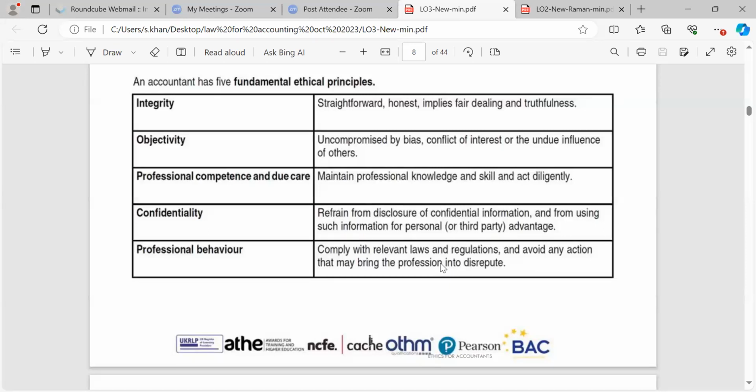Now, confidentiality, when we talk about that, Najim, you mentioned the AI stuff. Do you think we still follow that ethical principle then? Sorry, say that again, Shazia.